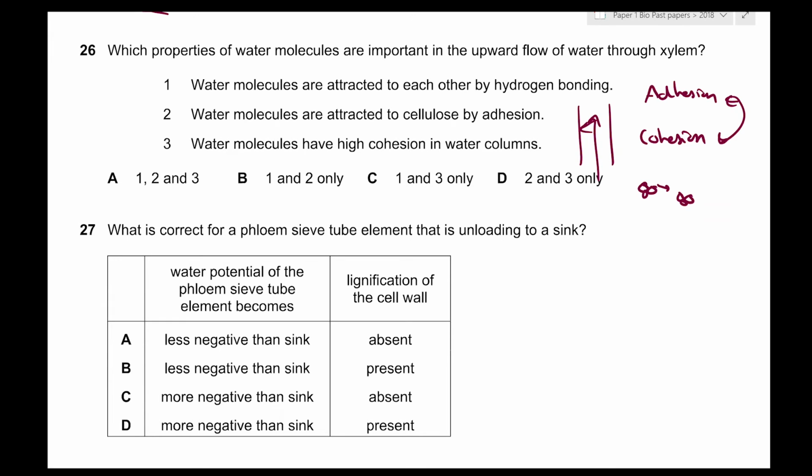Now let's see the suggestions that we have here. 1. Water molecules are attracted to each other by hydrogen bonding. Now this is correct, in cohesion. 2. Water molecules are attracted to cellulose by adhesion. Yes, this is correct due to cellulose's hydrophilic properties. 3. Water molecules have a high cohesion in water columns. Yes, this is also correct. Therefore, the answer must be A.